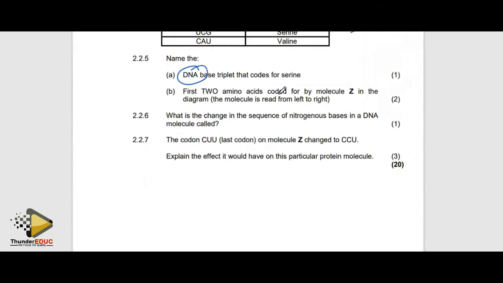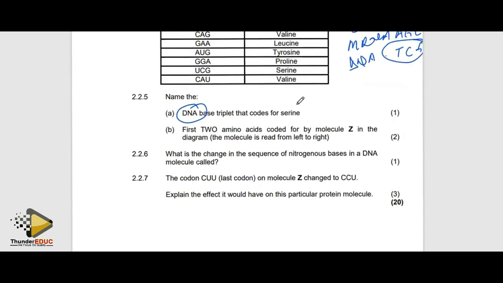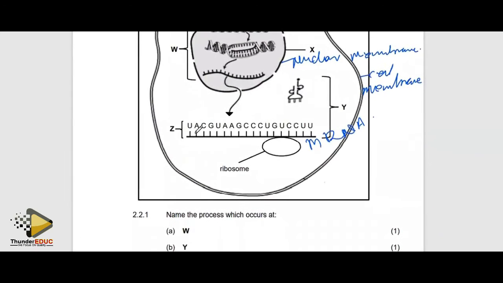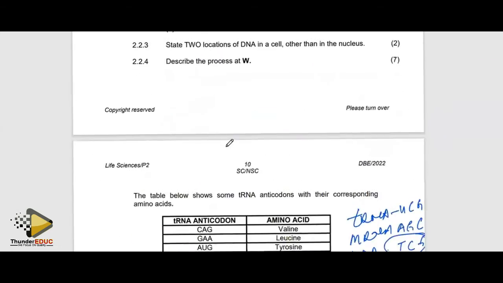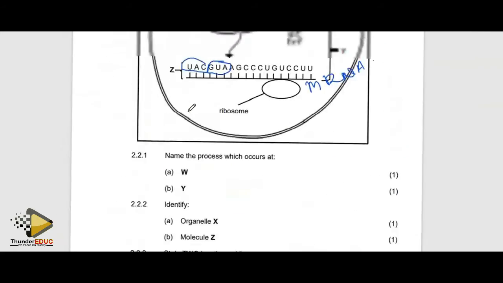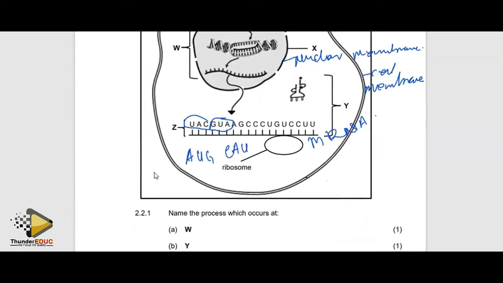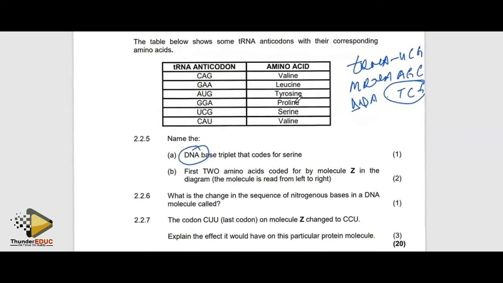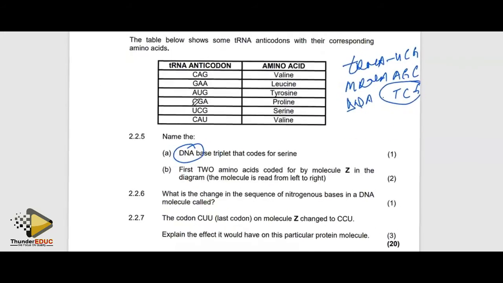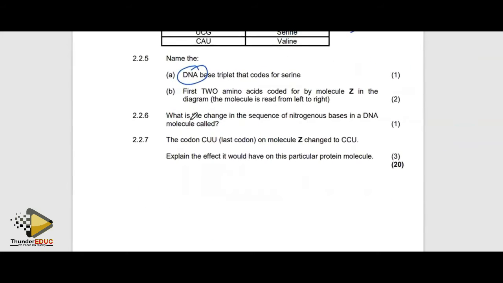They're saying the first 2 amino acids coded by molecule Z in the diagram from left to right. So left to right, I have this and I also have this. But I need to first read, this is messenger, I need to go to the table and check. Since it is transfer RNA, I have to convert this: U goes with A, A goes with U, and then G. And another one is CAU. So AUG, I look for AUG, which is tyrosine, and then CAU, which is valine.